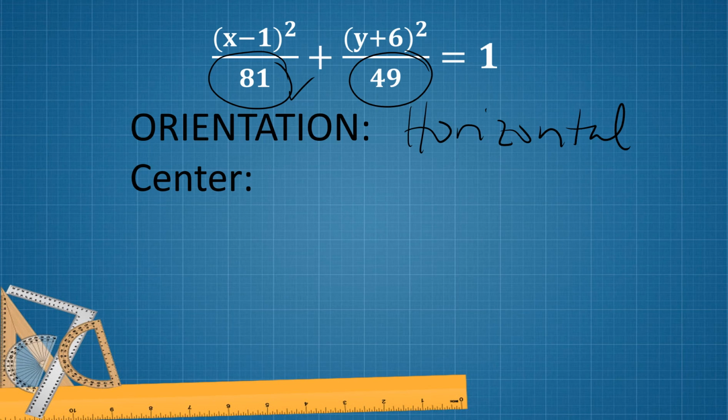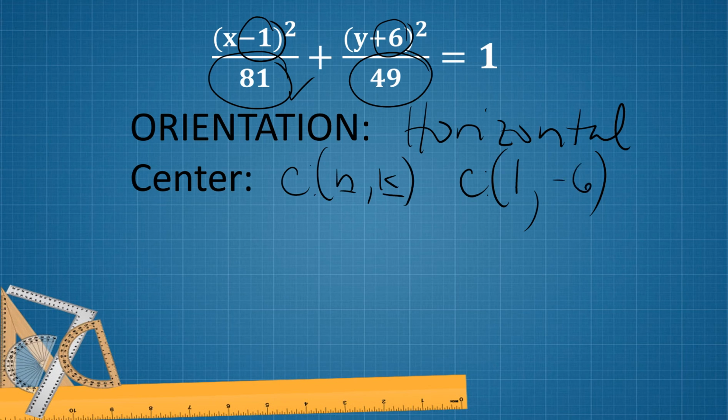Now, the next is to find the center. To find the center, we have C, which is (h, k). Now, to know the value of h, ito yung laging kasama ni x. Ang kasama ni x is negative 1. We're going to negate negative 1, therefore, h is equal to 1. In order for us to know the value of k, yung k ay kasama ni y. Ang kasama ng y ay positive 6. So, therefore, negating positive 6, it will be negative 6. Therefore, center is located at (1, negative 6).